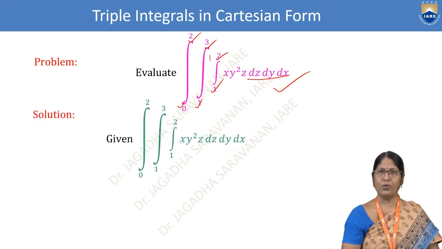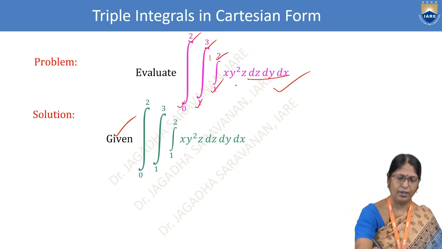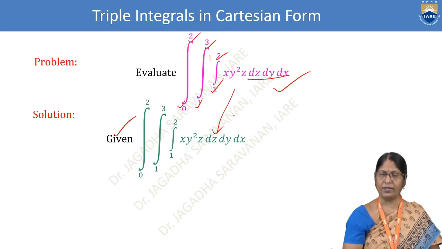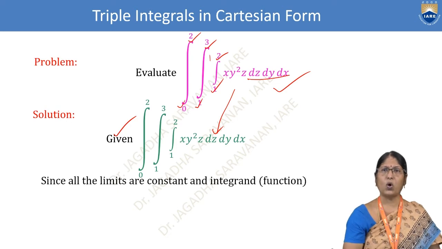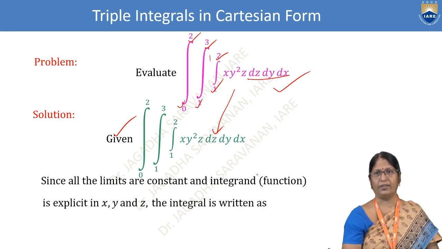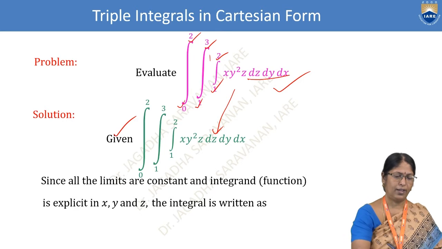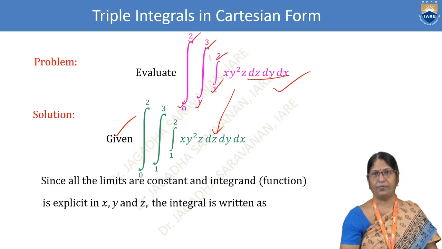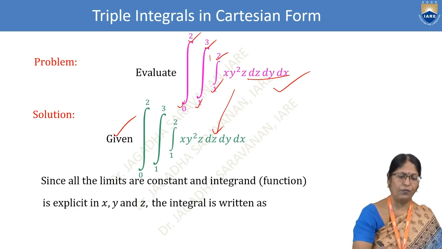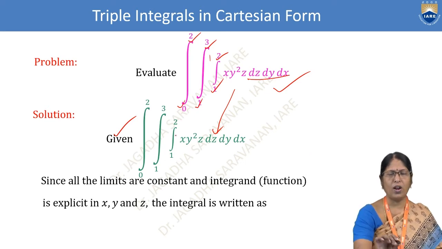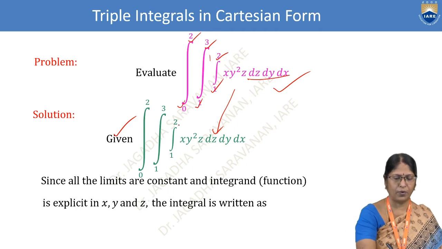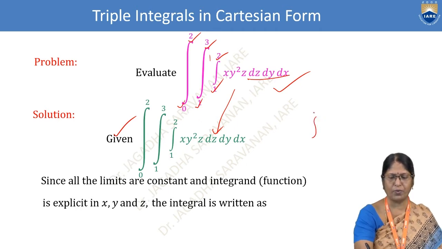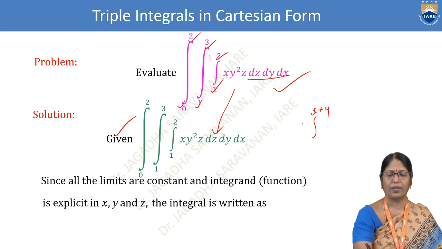Now, the solution is given. The question we wrote as it is. Since all the limits are constant and the function, that is the integrand, is explicit in x, y and z. Now, if we notice here all are constants, suppose here this is given, suppose the innermost is given x plus y.